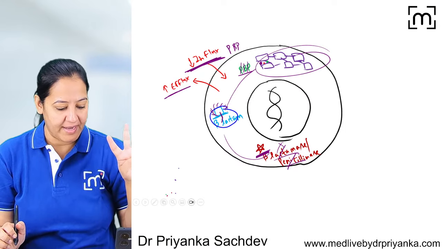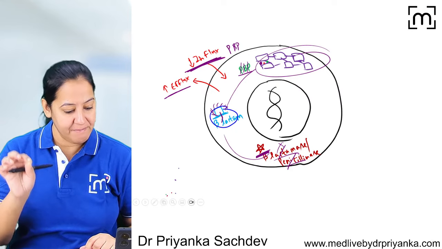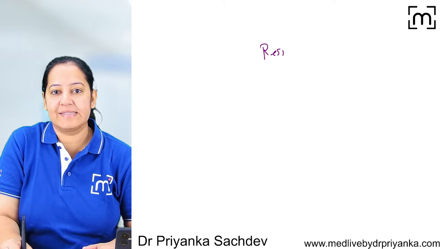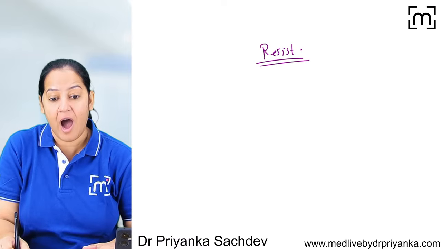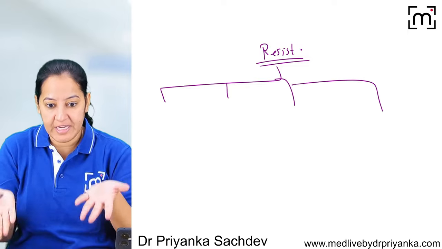So these are the four mechanisms. I hope everyone got it. You get many questions out of that. So the four mechanisms of resistance in a bacteria for beta-lactam. What are the four mechanisms? 1, 2, 3, 4, enumerate.